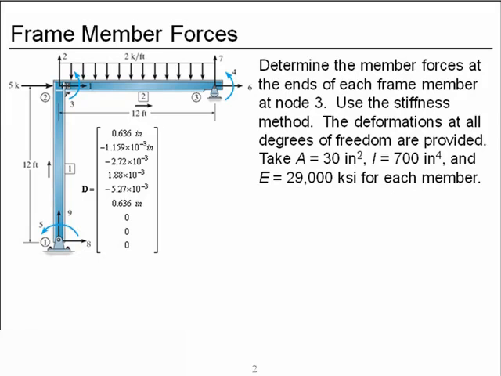We went through those examples first because we need the structure stiffness matrix to find deformations, and we need those deformations, shown here, in order to find the frame member forces. So for this structure, we're going to determine the member forces at the ends of each frame member, specifically for node 3. The cross-sectional area, moment of inertia, and modulus of elasticity are identical for both of the members and are provided. And here's our approach.